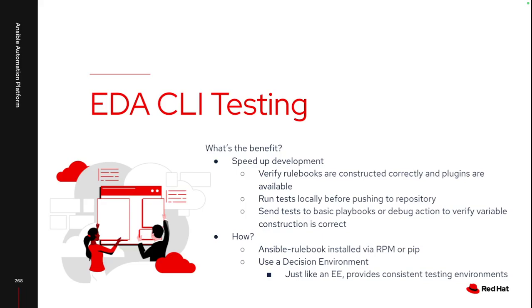I can install Ansible-Rulebook via RPM or via pip, but for my particular example, I'm actually going to leverage the decision environment that I've created. Similar to using Ansible Navigator and my execution environments, I want to use the exact same environment for my CLI testing as I'm going to do in production. So I'm going to leverage Podman to do that and leverage my custom decision environment, but I can also use the min decision environment or supported decision environment provided by Red Hat.